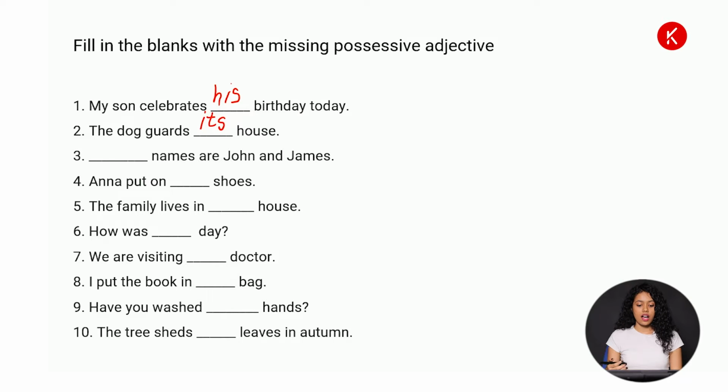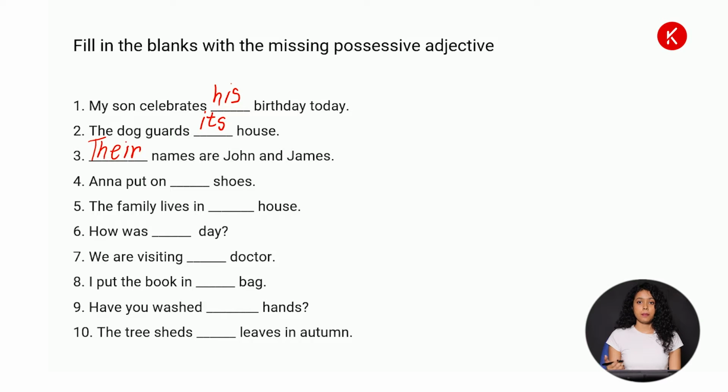Blank names are John and James. Now this might be a bit tricky. As you can see, there are two names here, so we know that it's a plural possessive adjective. And we're talking about some other people. So we've learned that when we're talking about other people, we say their. So their names are John and James. Moving on to the next one.